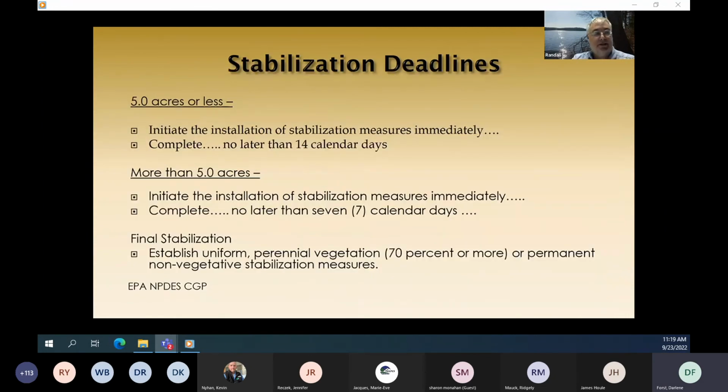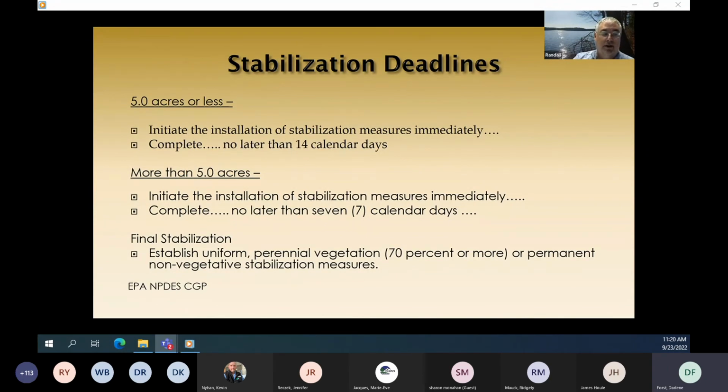Just real quickly, and this is part of the EPA requirements, I just wanted to mention stabilization deadlines. For 5 acres or less, stabilization must be completed no later than 14 days. In past presentations and past talks we've said, make sure you get it started within 14 days. And often we'd hear stories about contractors running a bulldozer across the slope to play that game. They need to be stabilized within 14 days. It needs to be clear on the plans that that's the goal.